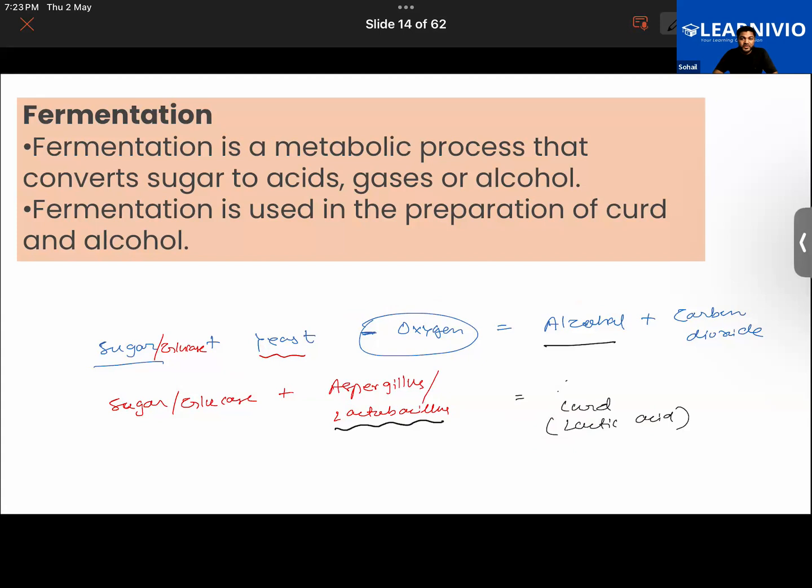So in this, what is happening basically is that yeast is helping to break down glucose into a simpler substance. This compound has been converted into acids, alcohol, or gases, and it is happening in the absence of oxygen. Let me repeat. Fermentation is the anaerobic process in which a substance like glucose or sugar breaks into a simpler substance. Simpler substances could be gas, alcohol, and acid.